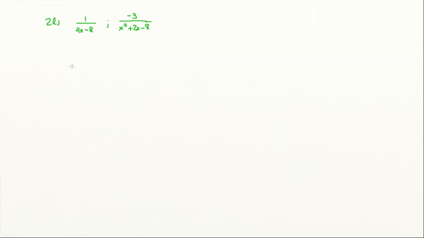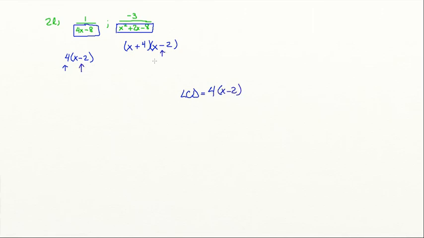2L, again, lowest common denominator. We're looking at the denominators, so 4x minus 8. That one we can factor a 4 out of. X squared plus 2x minus 8. Well, let's see if we can factor it this way. Two numbers that multiply to negative 8 and add to 2, positive 4 and negative 2. So our lowest common denominator is going to equal, well, we need a 4. We need an x minus 2, and we have that here as well. And we need an x plus 4.